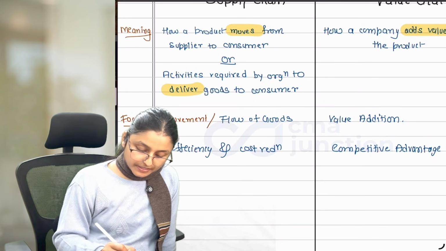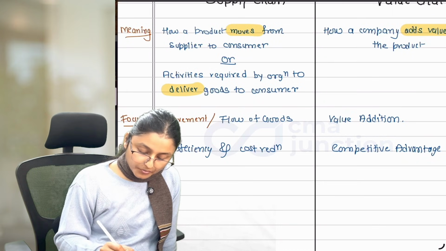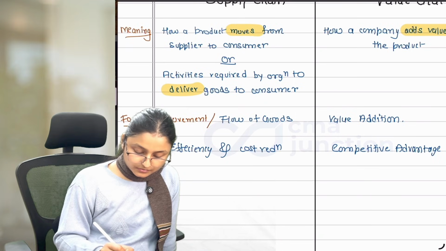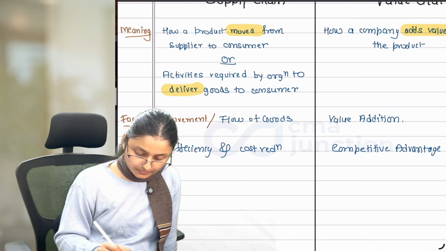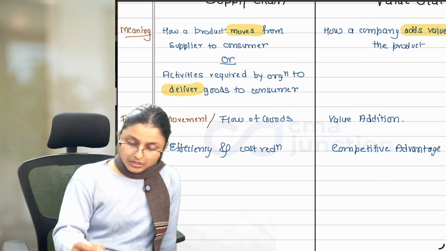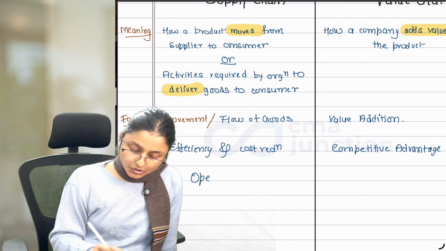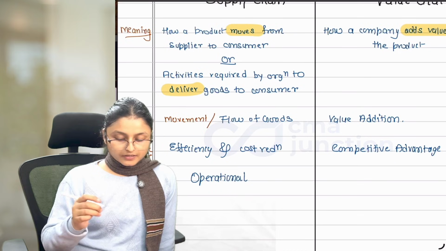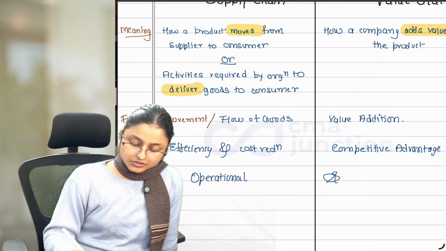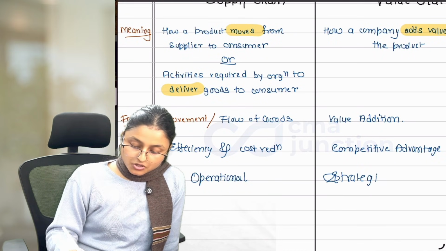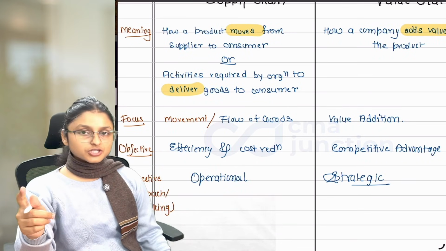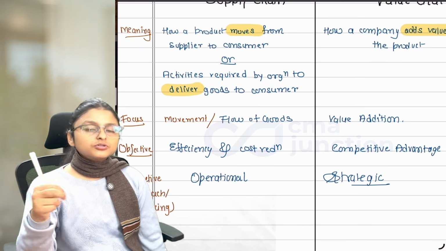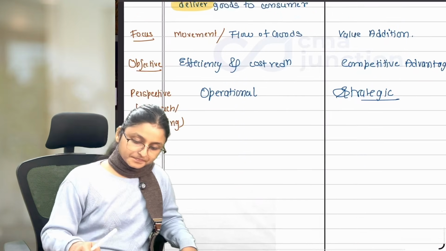Next comes perspective or thinking or approach behind doing this. When we talk about supply chain, our perspective is operational. We focus on day-to-day activity of movement of goods. When we talk about value chain, we are focusing on strategic level. That means long-term level, so that in long term we can achieve competitive advantage and superior financial return by adding value through different activities. Now, steps.